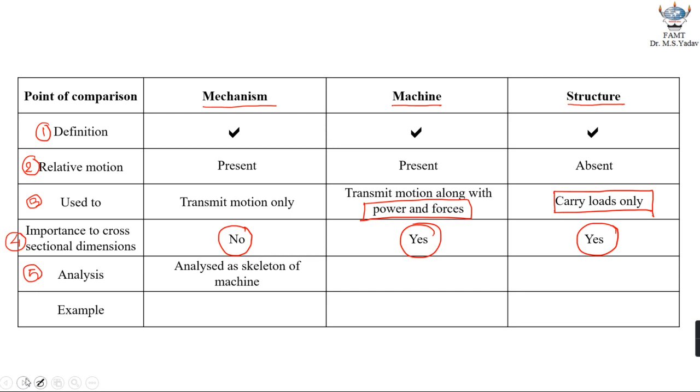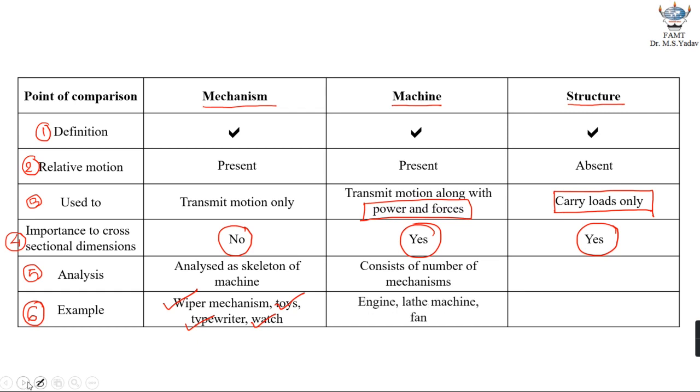A mechanism is basically analyzed as the skeleton of a machine. In fact, different machines use different types of mechanisms. The next point of differentiation is practical examples. For mechanisms, practical examples are wiper mechanism, toys, typewriters and wristwatch. Different examples for machines are engine, lathe machine, fan, etc. And the examples for structures are roof truss, bridges, etc.